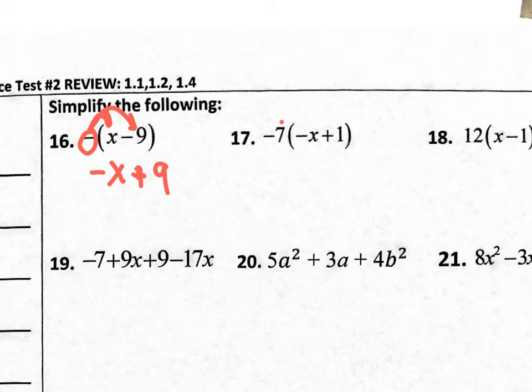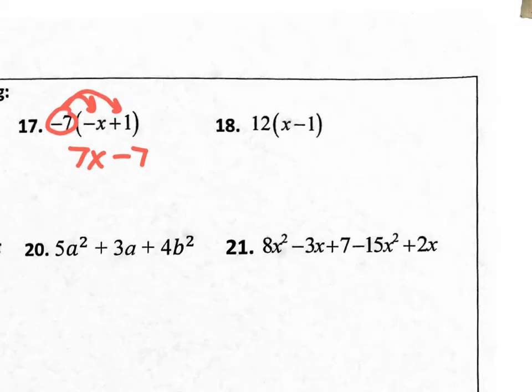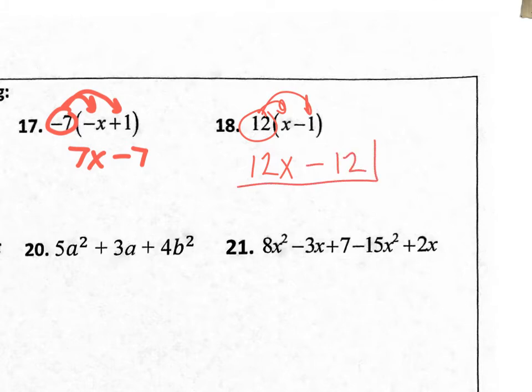Number 17, distributing the negative 7. Negative 7 times negative x, that's going to be a positive 7x. Negative 7 times positive 1, that's going to be a negative 7. Number 18, we're going to distribute that 12. We're going to distribute it to the x. It's going to be 12 times x, that's 12x. 12 times negative 1 is negative 12, and that's our final answer for number 18.